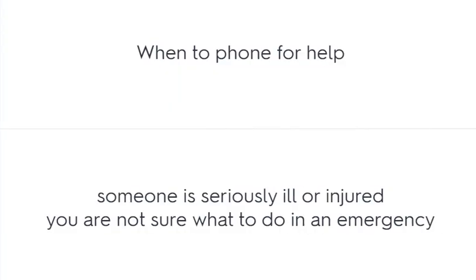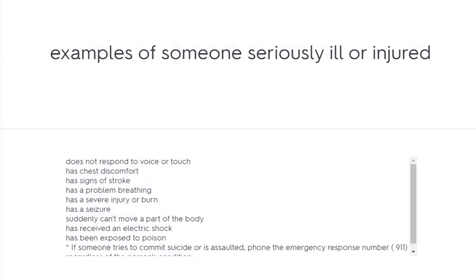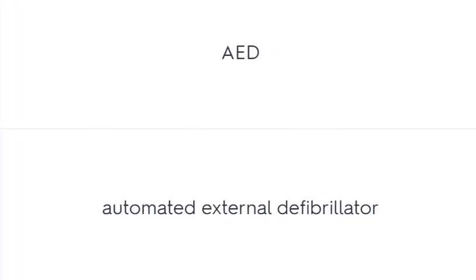When to phone for help: someone is seriously ill or injured, or you are not sure what to do in an emergency. Examples of someone seriously ill or injured. AED, automated external defibrillator.